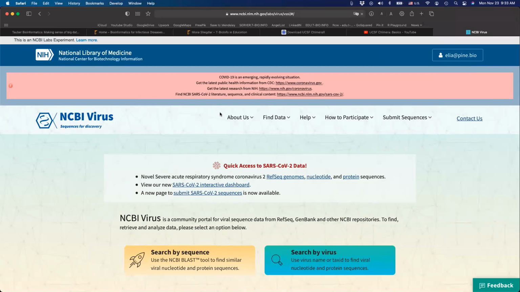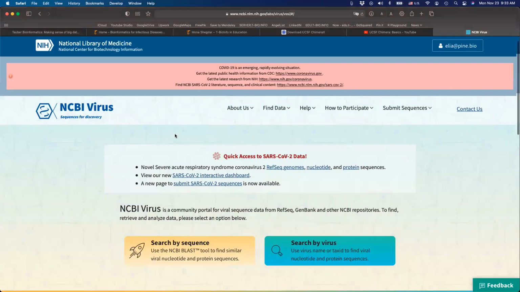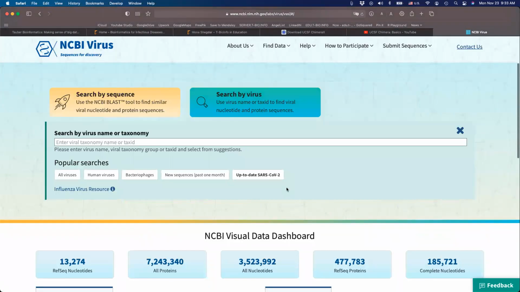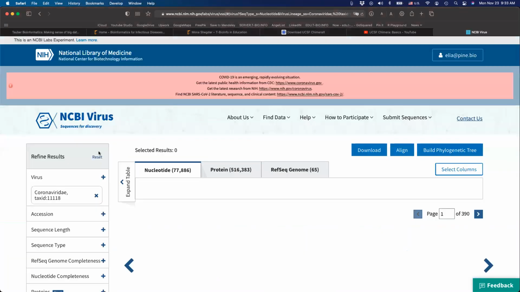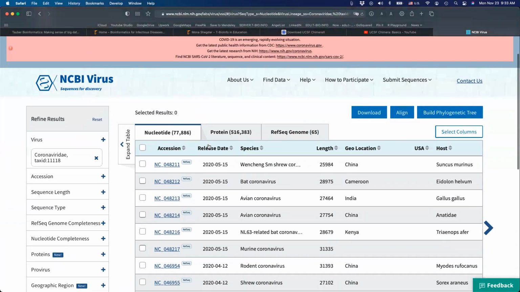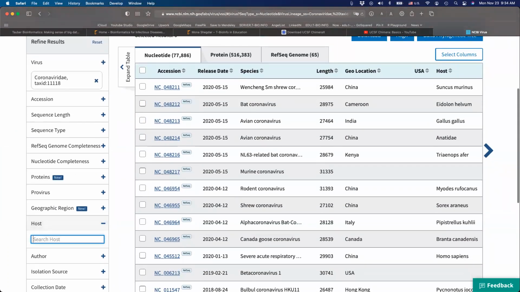So on NCBI virus, just so that we can replicate the exact same analysis as was done in this paper, we can look at the SARS-CoV-2 sequences, right? So we can go search by virus, and let's put in corona. Okay, coronavirus. And remember, what did they compare? They compared sequences from the novel coronavirus, SARS-CoV-2, with this RaTG13, and then they also had one from pangolin, right? So those are three different hosts: human, bat, and pangolin. So we can go into the host right here and select human.